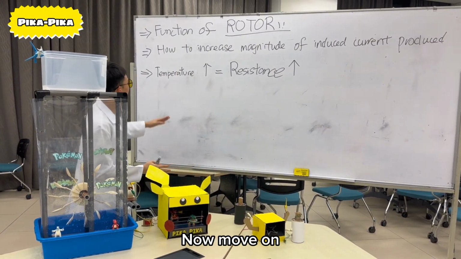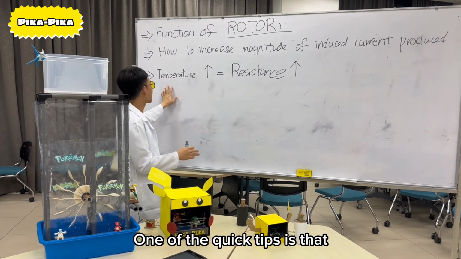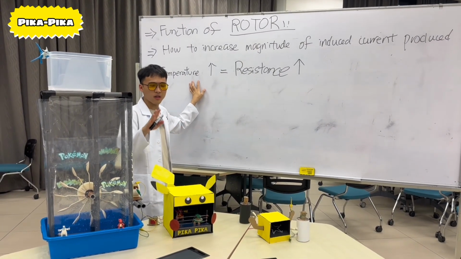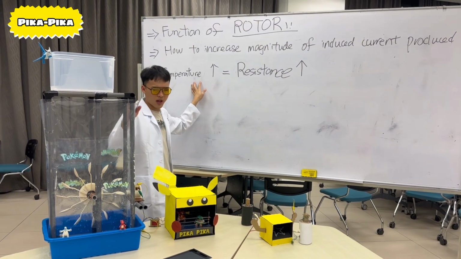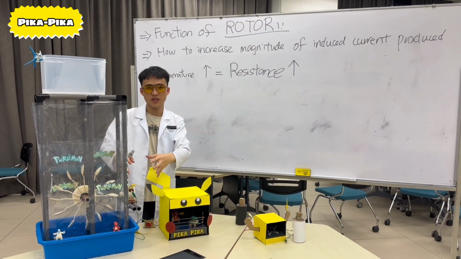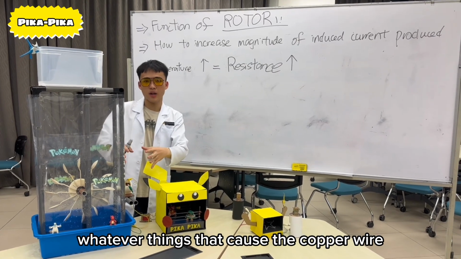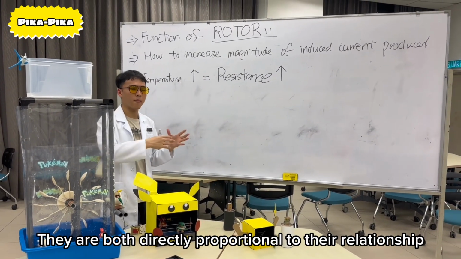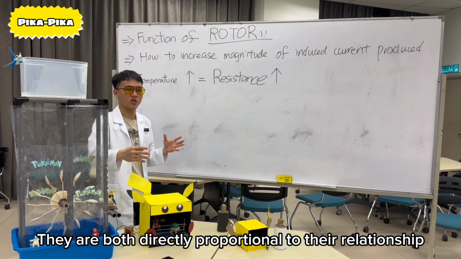Now move on. One quick tip is that if the surrounding temperature is too high, or whatever things cause the copper wire to increase in temperature, the resistance of it will also increase. They are directly proportional in their relationship.